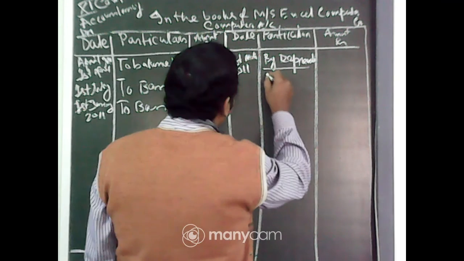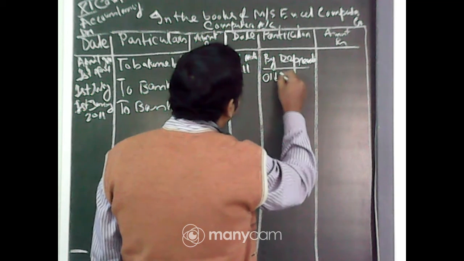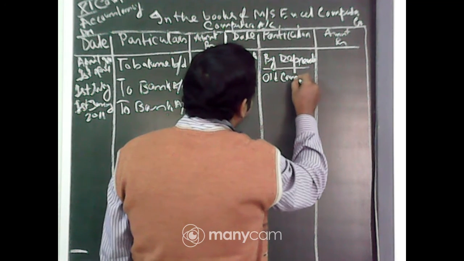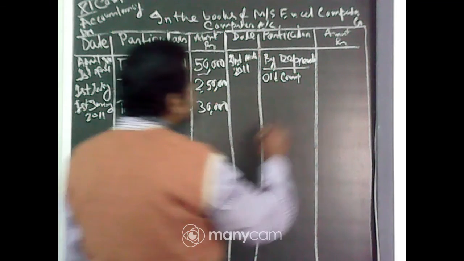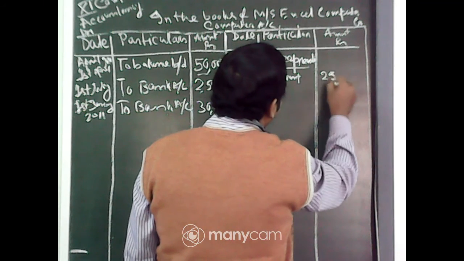So, you just write old machine, old computer. Okay. What is the depreciation? That is 25,000.